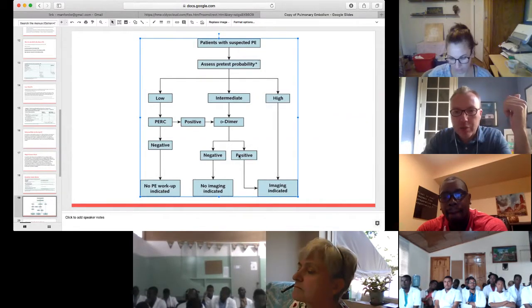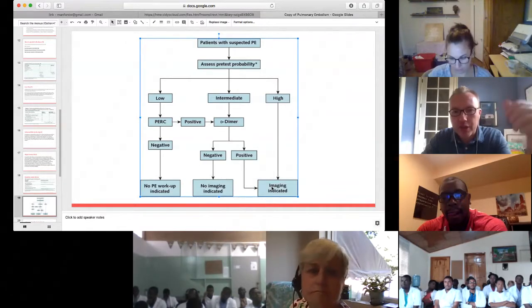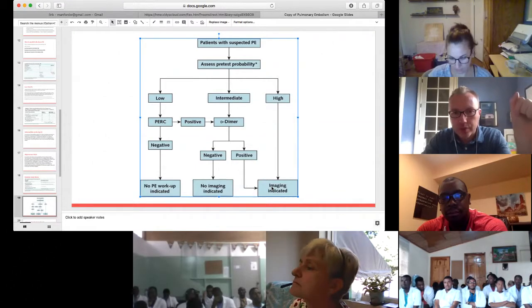However, if it's positive, then we would go on to other imaging that we talked about, such as the CAT scan with IV contrast, high resolution.